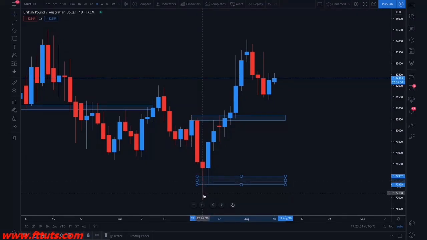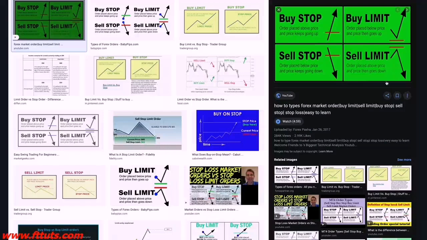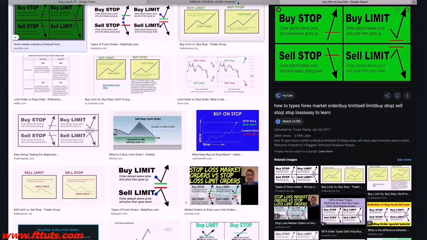So whenever price is going further, you're losing money, but now it starts to rally, and now you're all of a sudden making a lot of money. Sell limit, the same thing. Price is going up, but you have a resistance here, and you're predicting that whenever it hits that resistance, it's going to go back down.